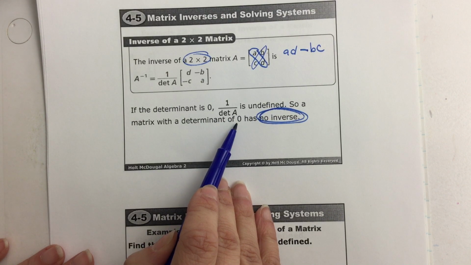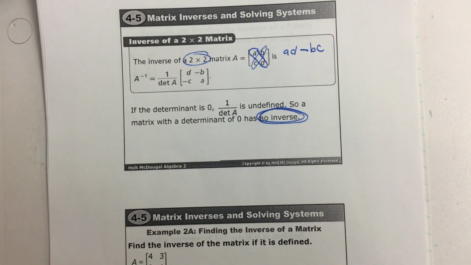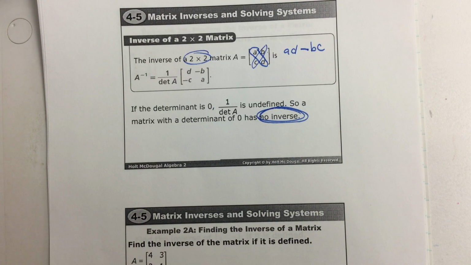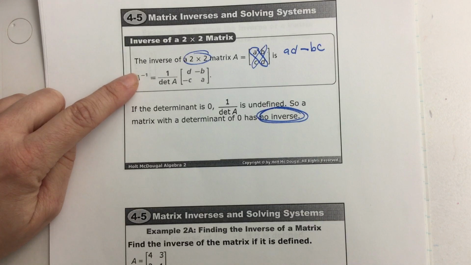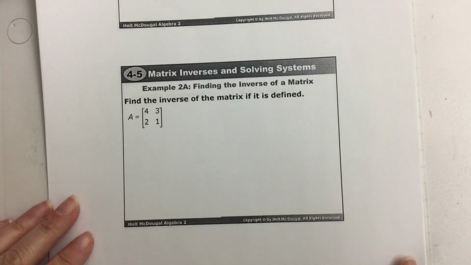Well, if your determinant is 0, you can't take 1 divided by 0, because in math, that's one of those first rules that you learn. You can never divide by a 0. So that makes the whole process inadequate. So that just means it has no inverse, okay? We're going to go ahead and find some of these.